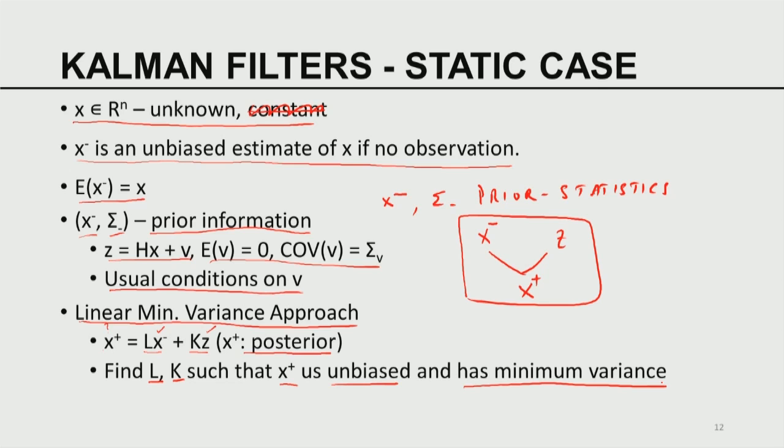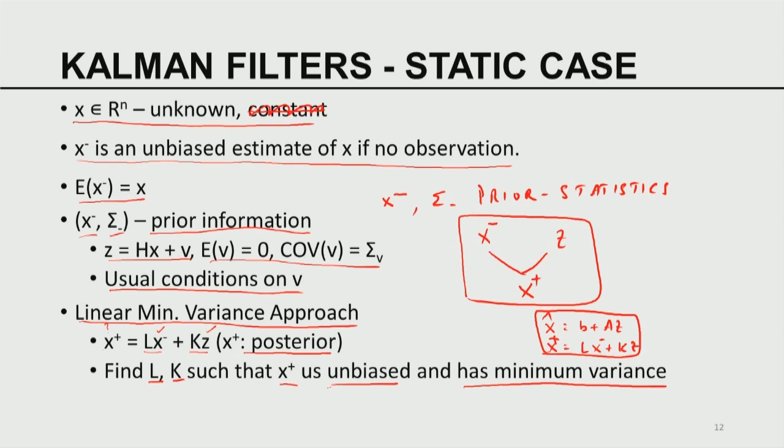So what is the difference in here? Earlier we assumed the estimate is B plus AX. So earlier we assumed X hat is equal to B plus AZ. Now we are assuming X plus, which is the posterior, is equal to L X minus plus KZ. These two in some sense are equivalent. So we are now going to repeat the derivation.